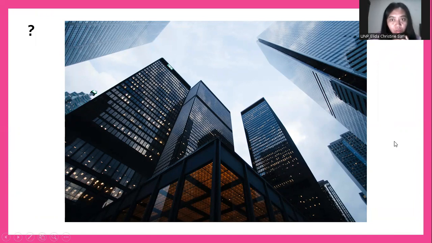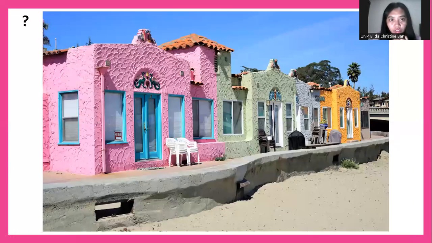Okay, the next one. What do you think about this picture? Who wants to explain to me? This is one perspective, yeah, one perspective. You can see in this that the orange building is smaller than the pink one, because of the perspective toward this vanishing point.